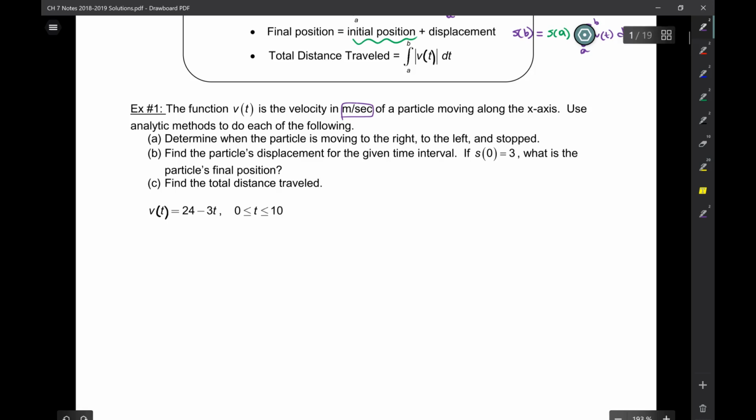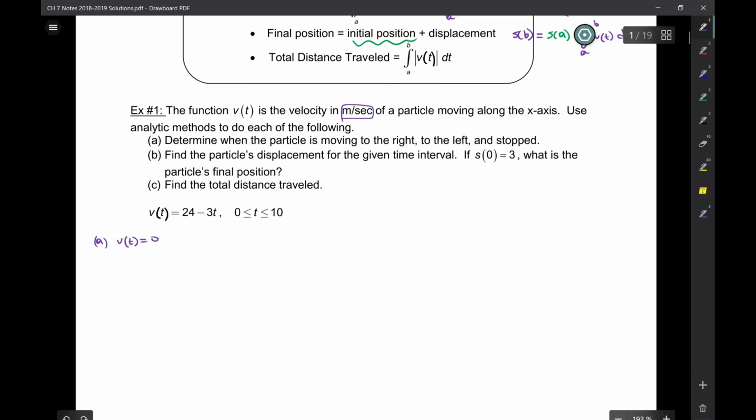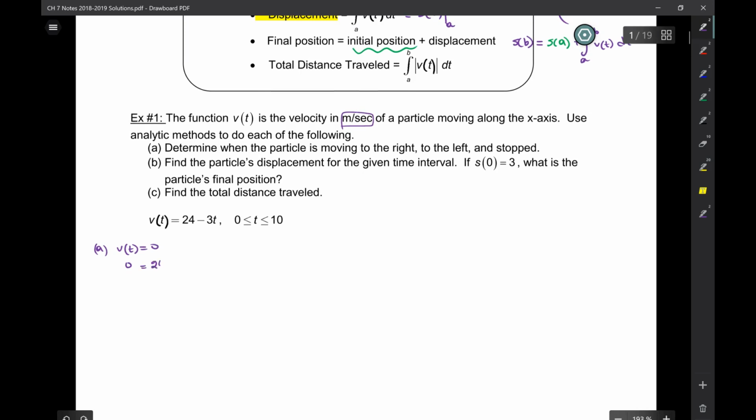Okay, so for part A, we want to set v of t equal to 0. So that means 0 is equal to 24 minus 3t. t is equal to 8.